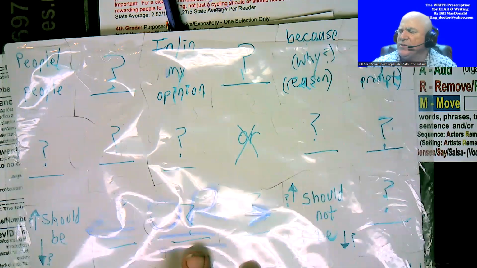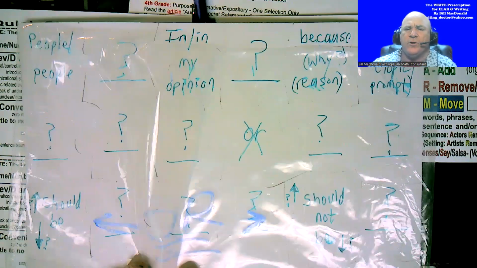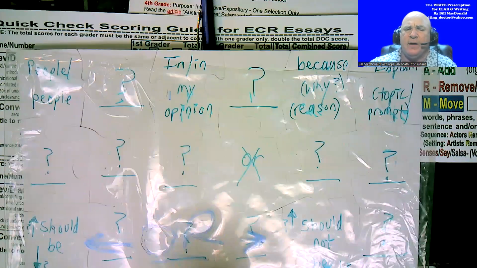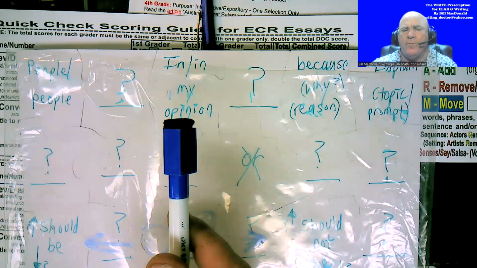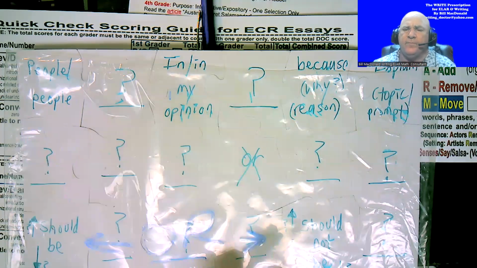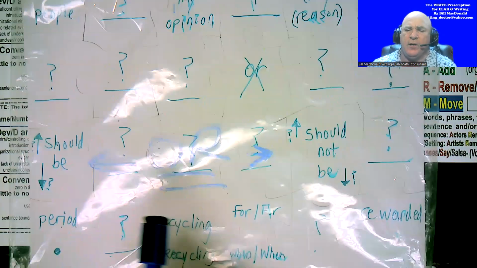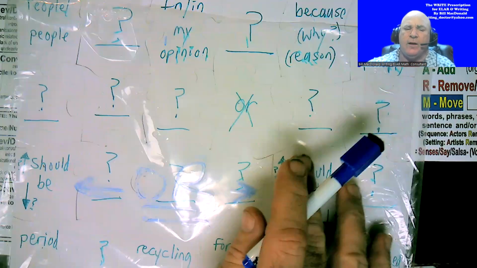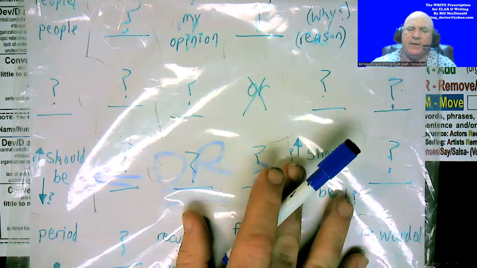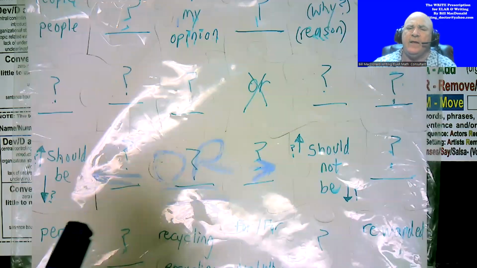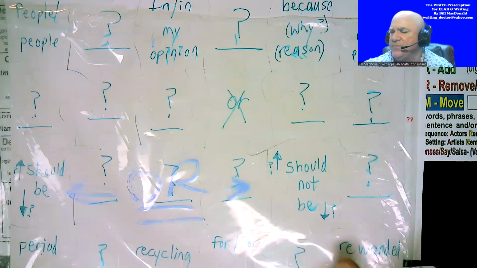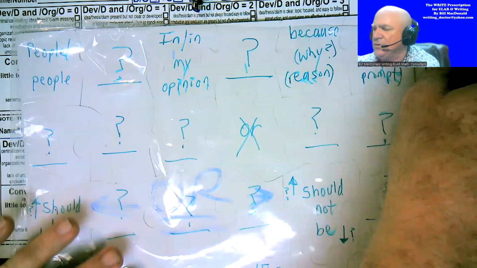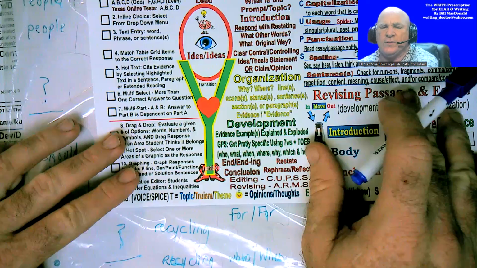Okay. Just a couple other simple orders. You could start with, in my opinion. In my opinion, comma, people should be rewarded for recycling because blah, blah, blah, something they find in the passage, period. And then they can use the evidence. They can, you know, go with the organization.